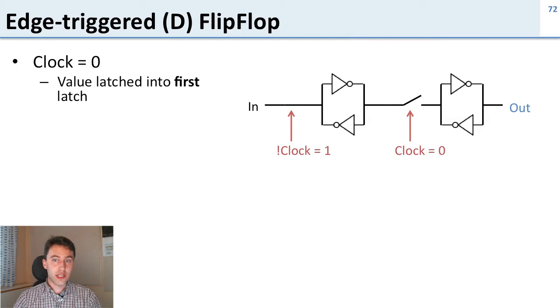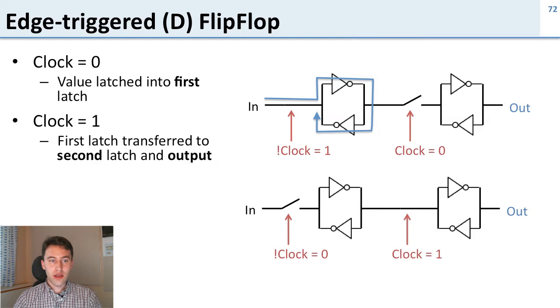So another look at these edge-triggered flip-flops. When the clock is 0, the value is latched into the first latch. And then when the clock is 1, the value is now transferred from the first latch to the second latch in the output. And that means the input's ignored because the first latch is open. And that's how these edge-triggered latches work.